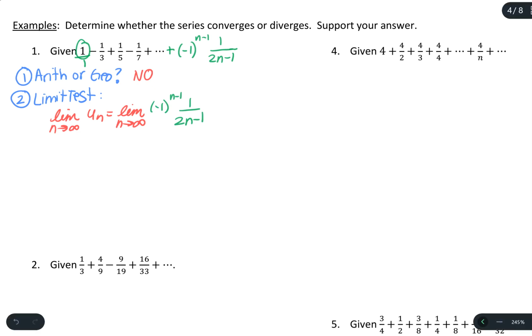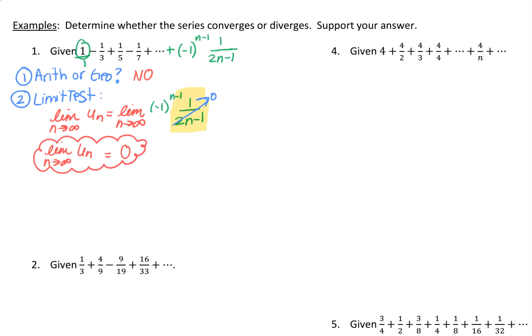All right. So when I simplify this then, well, the limit as n goes to infinity of this 1 over 2n minus 1 piece, this is going to go to what? 0. So this piece here is going to go to 0. So 0 times the rest of it is going to be 0. So this is equal to 0. So I have that the limit as n goes to infinity of u sub n is equal to 0. And so now let's interpret what that means. So since this does not equal 0, this tells us nothing.